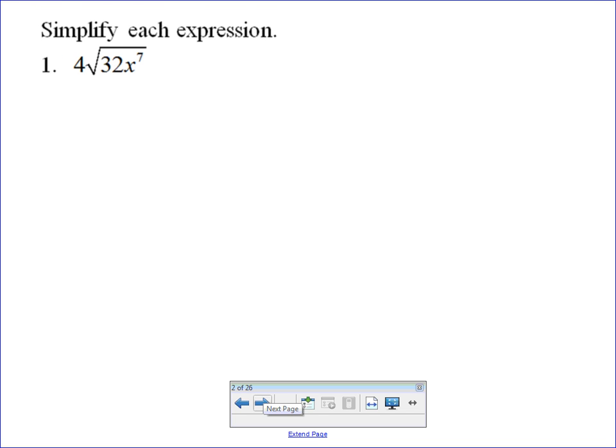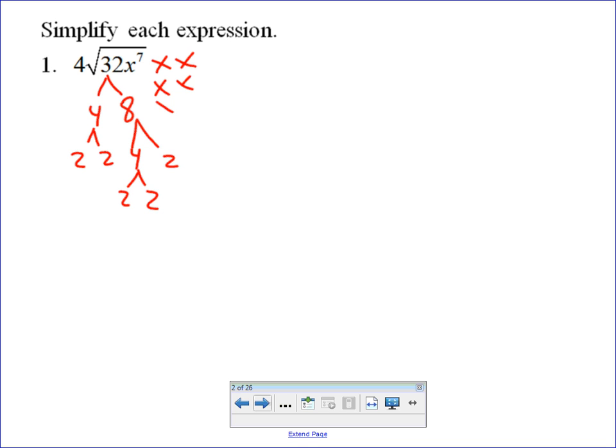So what we're looking to do is to simplify this. Most of you are most comfortable doing this via the factor tree. So that's the route I'll go on this. And remember, when we do this via factor tree, we're looking for pairs.